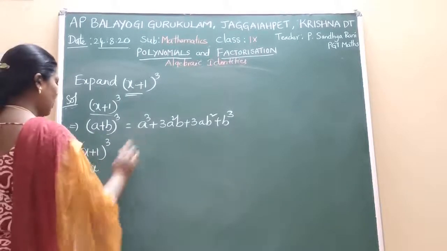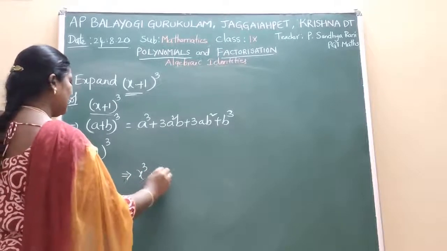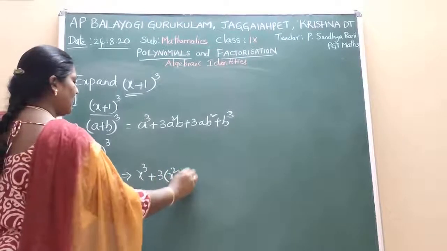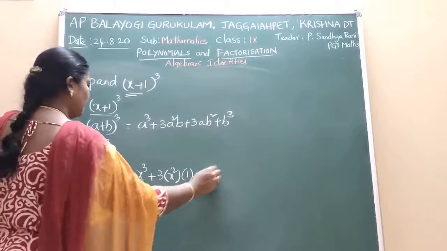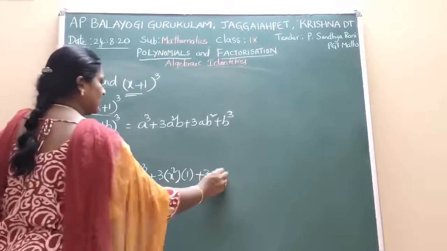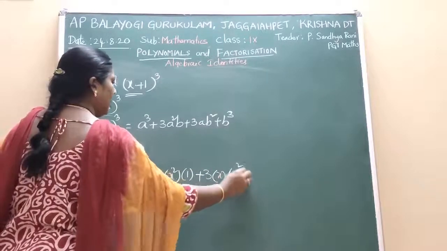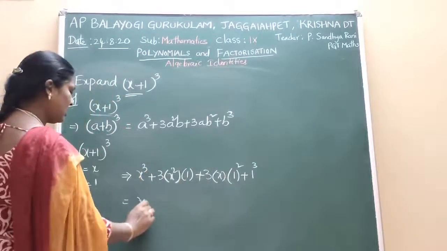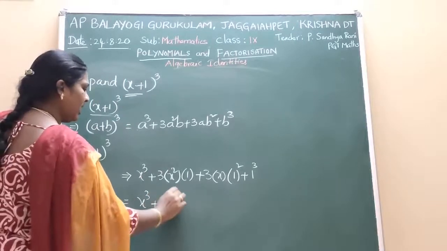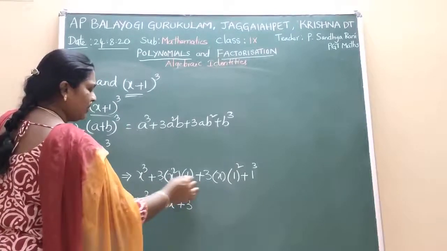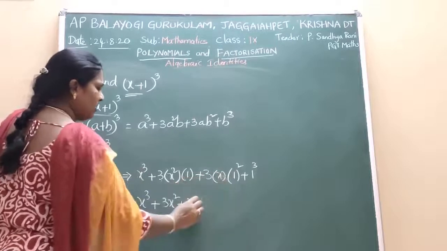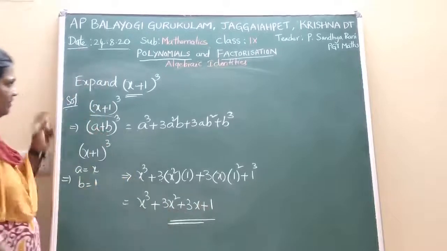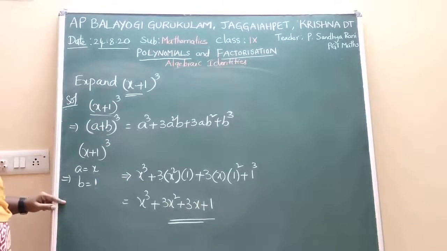So see, a cube means x cube, plus 3 into, in place of a we write x, x square into 1, plus 3 into, in place of a we write x, into b square is 1 square, plus, in place of b we write 1 cube. This is x cube plus 3x square into 1, that is 3x square only, plus 3x into 1, so that is 3x, plus 1 cube is 1. This is the solution of x plus 1 whole cube.